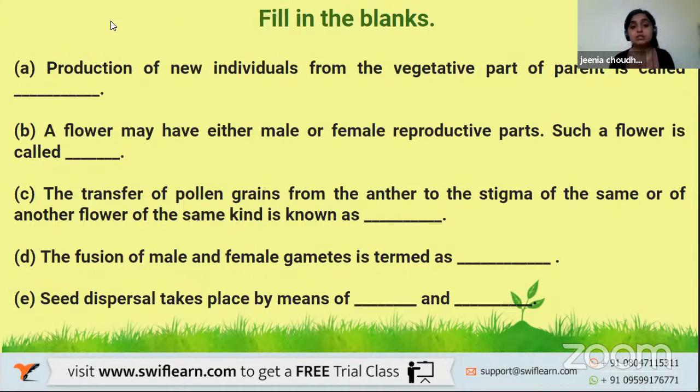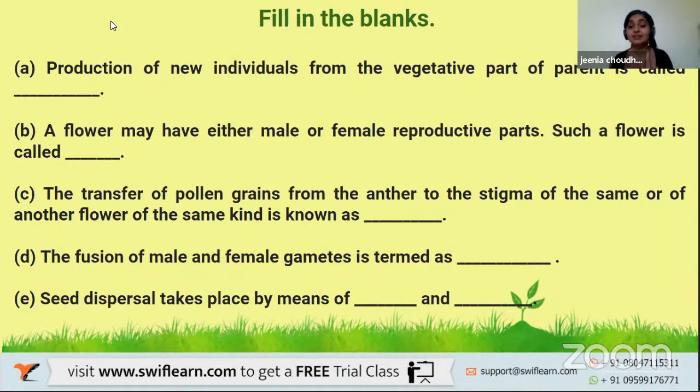The third question: the transfer of pollen grains from the anther to the stigma of the same flower. Read it carefully. Okay, to the stigma of the same flower or of another flower of the same kind is known as pollination.